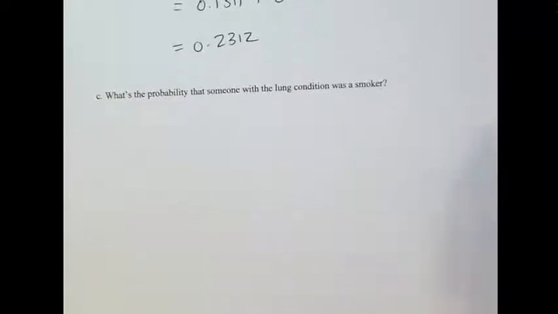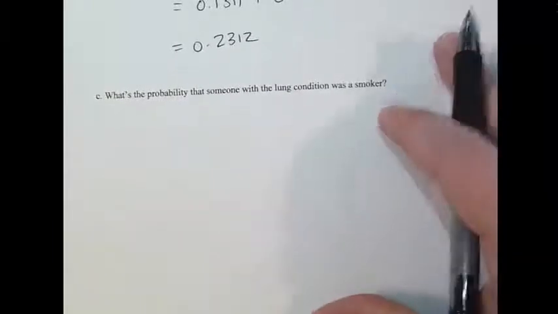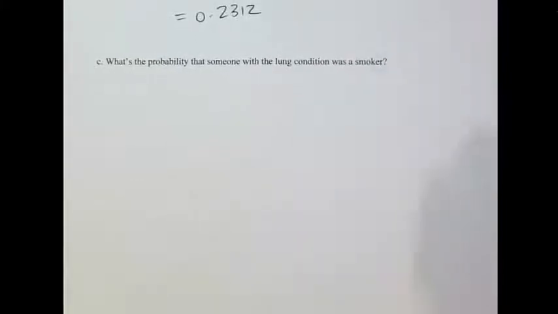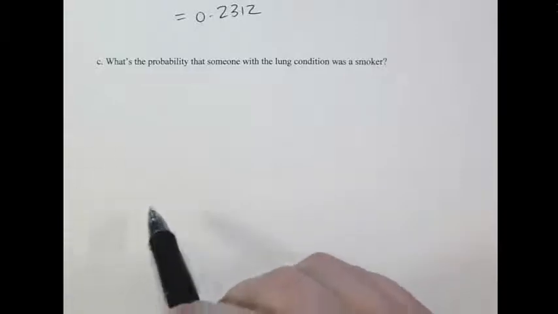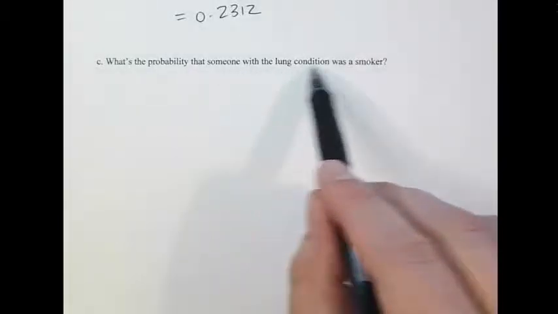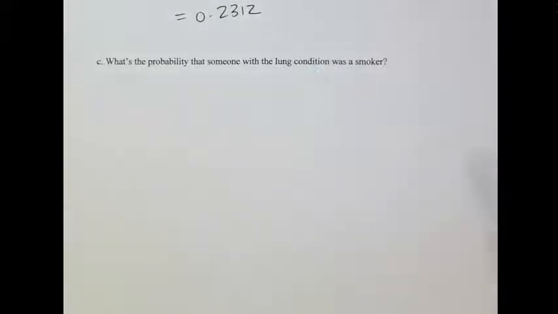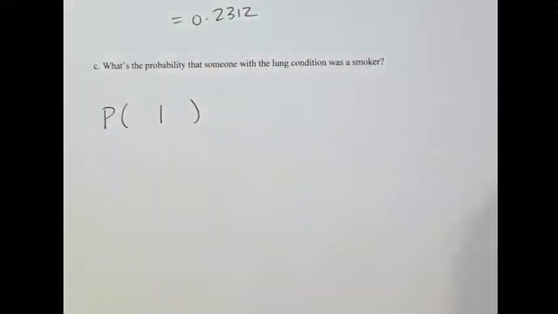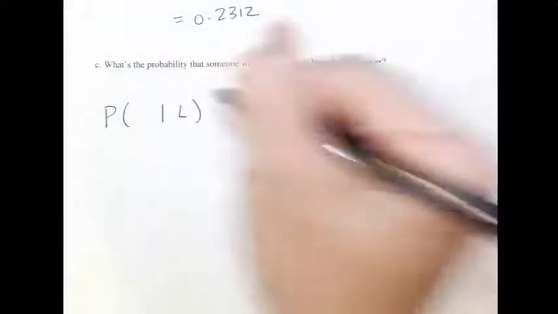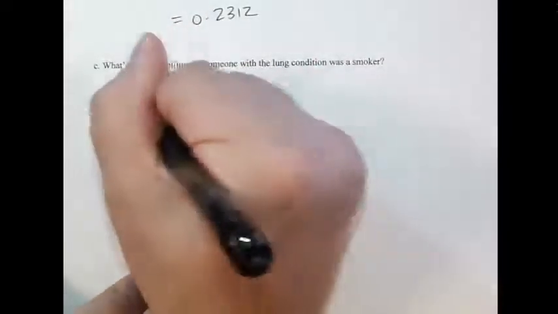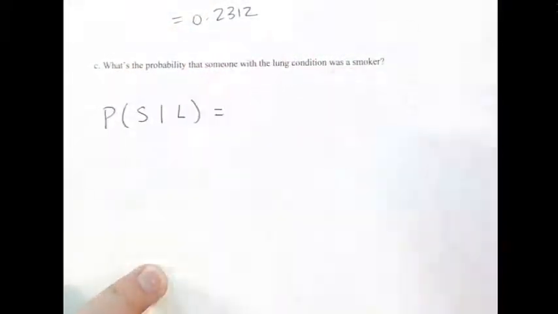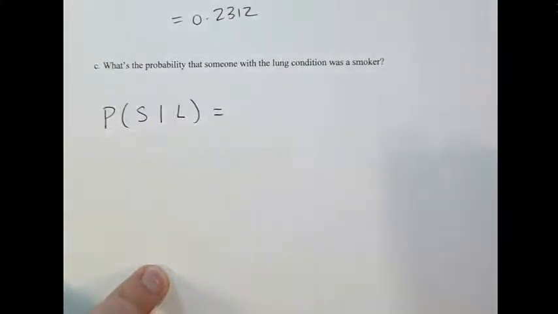What's the probability that someone with the lung condition was a smoker? Notice what else this is asking. Now, this doesn't say given or suppose or if, right? But this implies someone has the lung condition first. That means this is a conditional probability. Given that person has the lung condition, what's the probability that person was a smoker? Setting up the problem, getting it started, will always be the most difficult part. So this is where you want to put your focus.